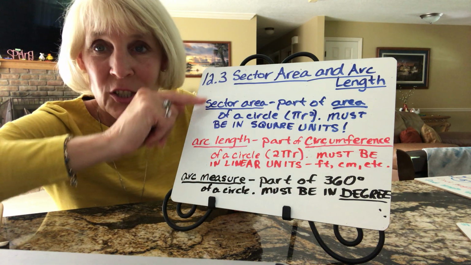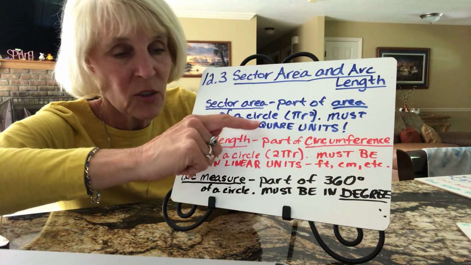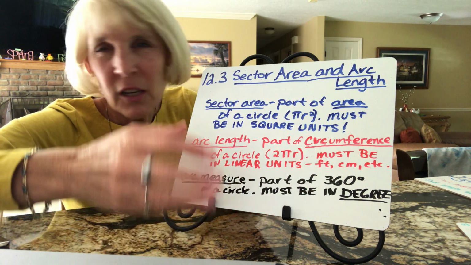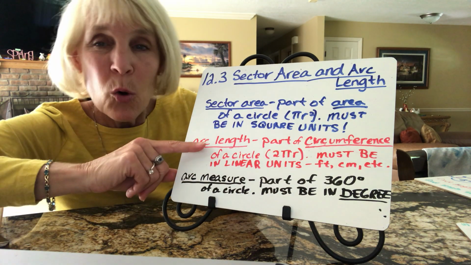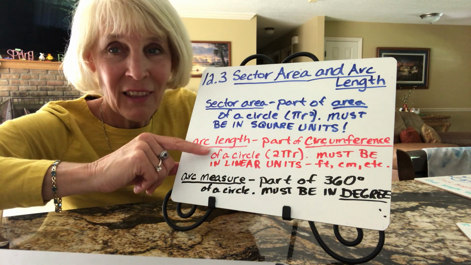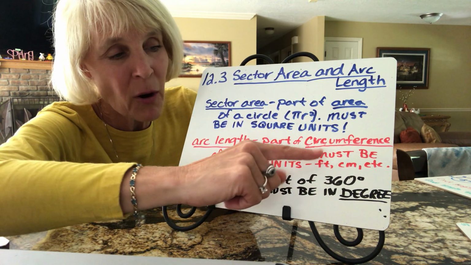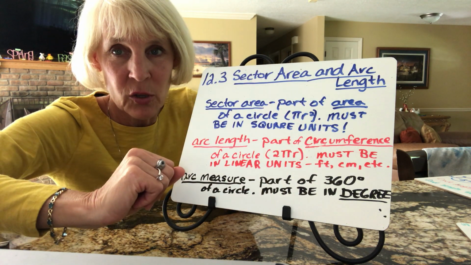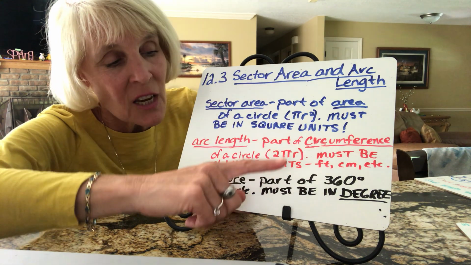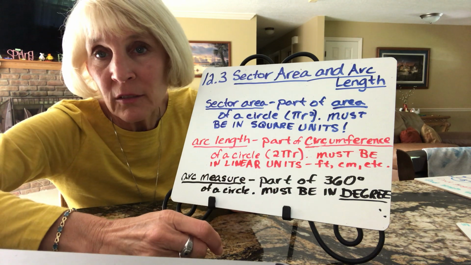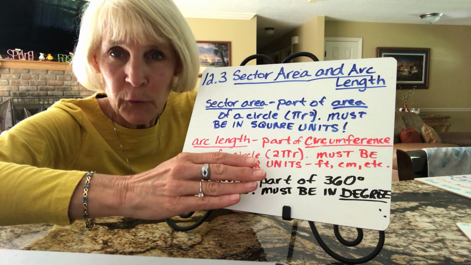Because I'm working with sector area, the units for that area are still going to be in square units. So if I was working in inches, it'd be in square inches. If I was working in millimeters, it'd be in square millimeters. Whereas when I'm working with arc length, that's going to be that part on the outside. That's going to be part of the circumference of the circle. So I wanted to review that before we get started. Circumference is going to be 2 pi r, or pi times diameter. So make sure that you're ready to look at the difference there.